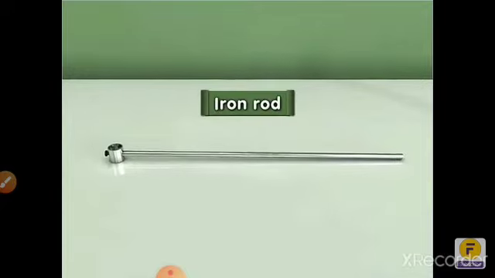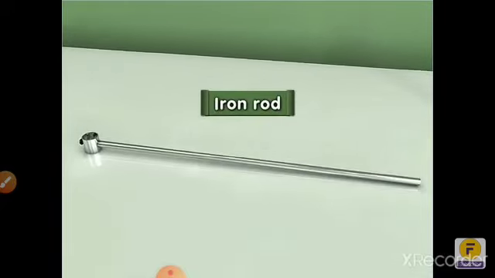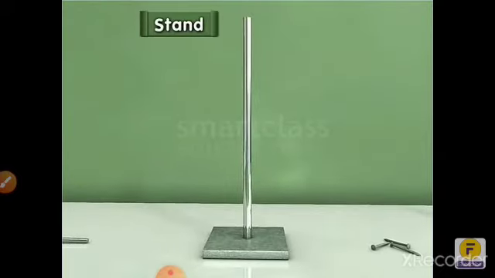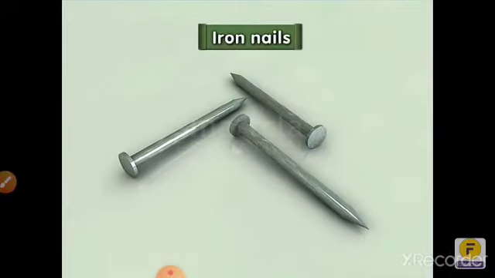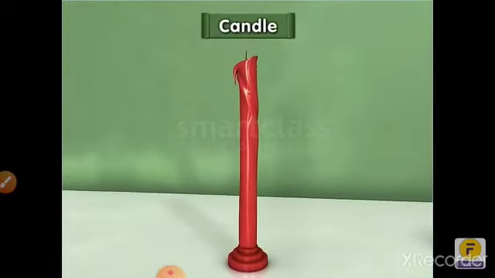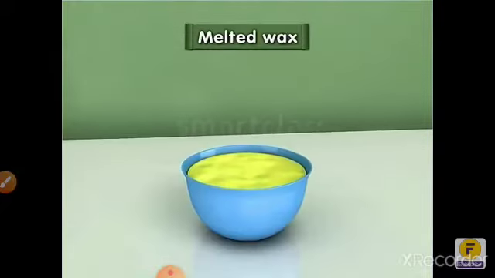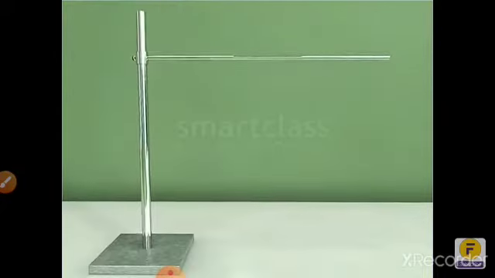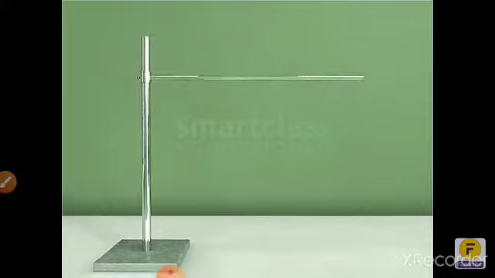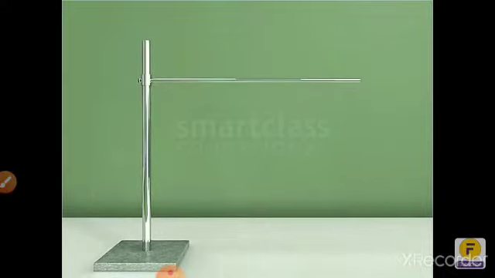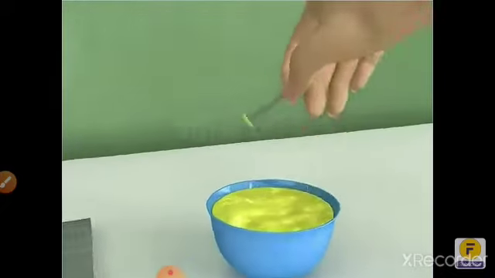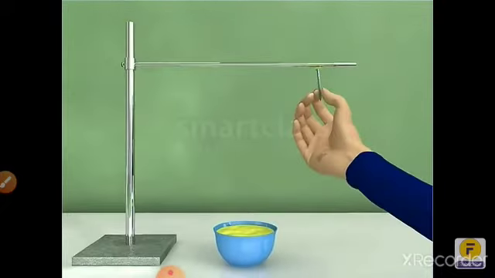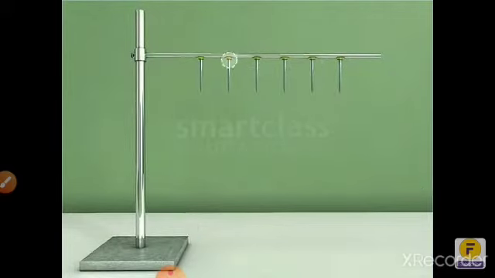So here we will do an activity to show how conduction takes place. Take an iron rod and a stand, some iron nails, a candle, and melted wax. Now we will fix the stand, dip the iron nails in melted wax and fix them on the iron rod in this way.